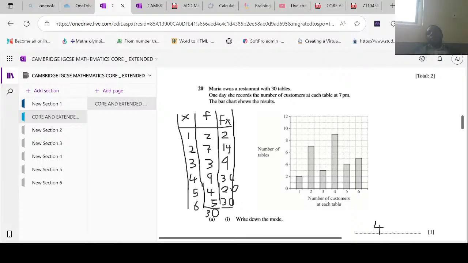So let's get the summation of f times x. 2 plus 14, 16. 16 plus 9, 25. 25 plus 36, that's 61, right? Am I correct? 61 plus 20, 81. 81 plus 30, 111. So that's 111. Okay, so we have all that we need to find the mean for this data.